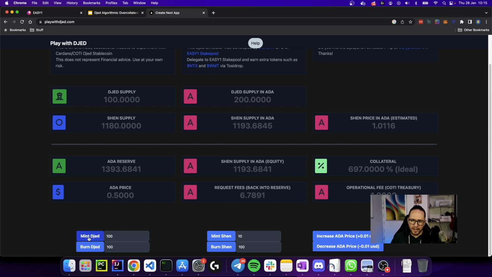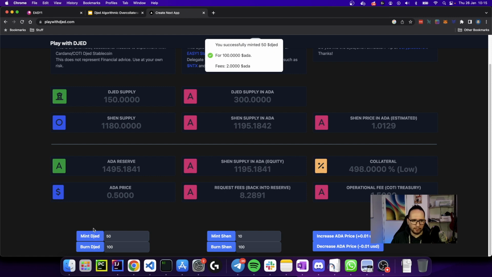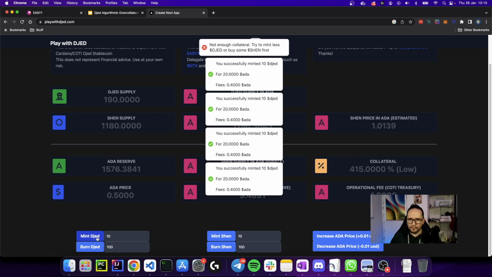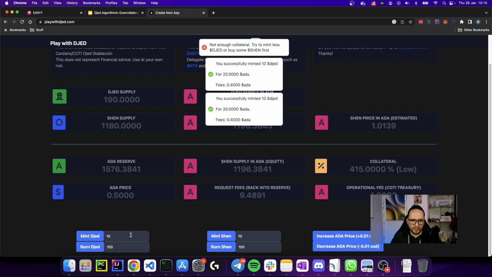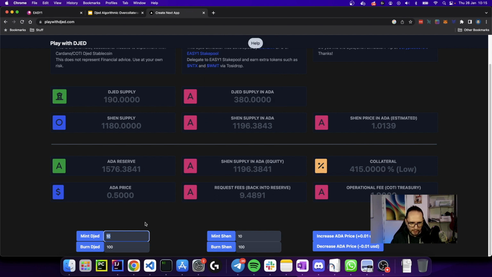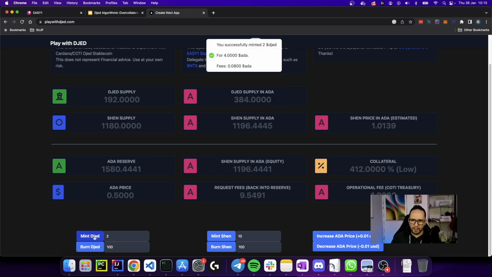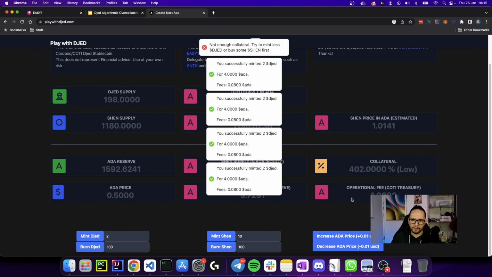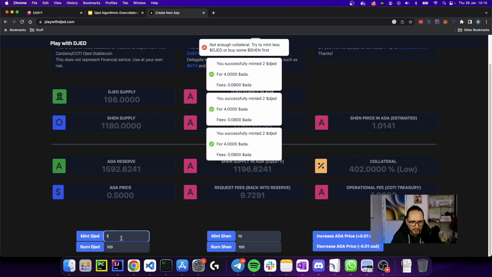If I mint Djed, I expect the collateral to go down. As soon as I mint 50 Djed, the collateral goes down. Now I want to bring the collateral to the bare minimum, so I'll go 10 at a time. And there we go. We get to 415%. I can mint 10 Djed. I'm going to go 2 at a time. And I want to really bring this to the 400%. Cool. 402%. Let's mint one last Djed.